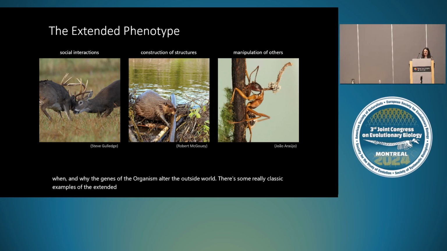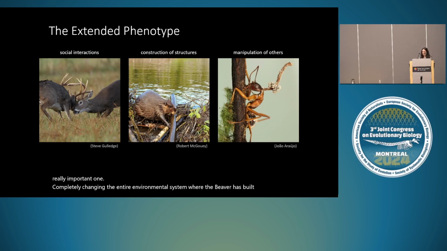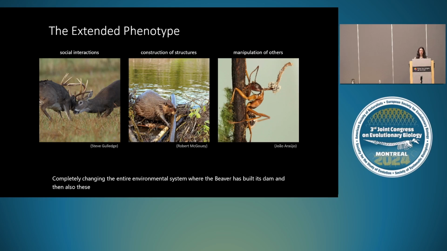We can see these in social interactions, like these dominance displays between deer, the construction of structures, which the beaver's dam is a really important one, kind of completely changing the entire environmental system where the beaver has built its dam. And then also these host-parasite interactions, where we can manipulate others, like the zombie ant fungus, where it's taking over this ant entirely in order to kind of feed itself. So these types of interactions can be seen across the animal kingdom.